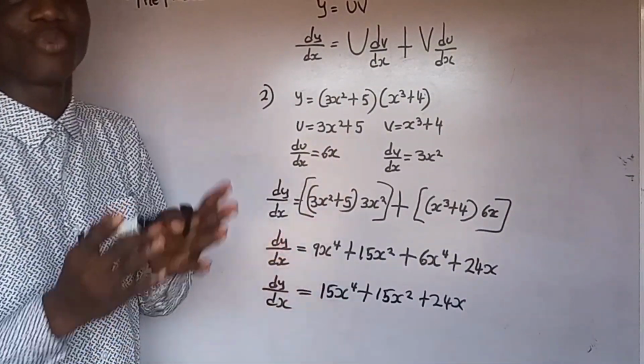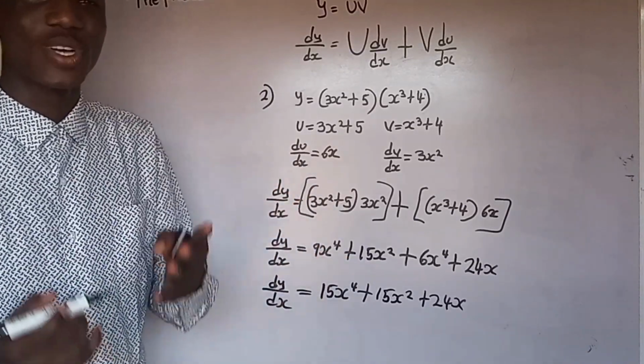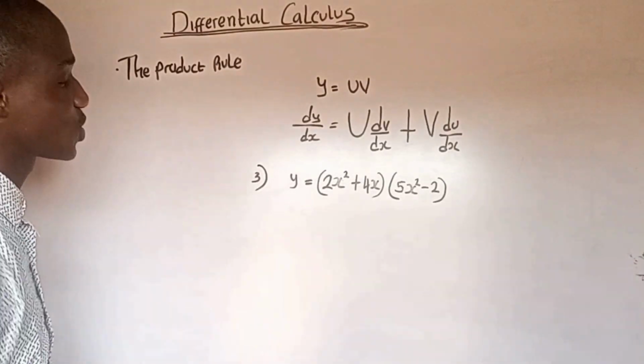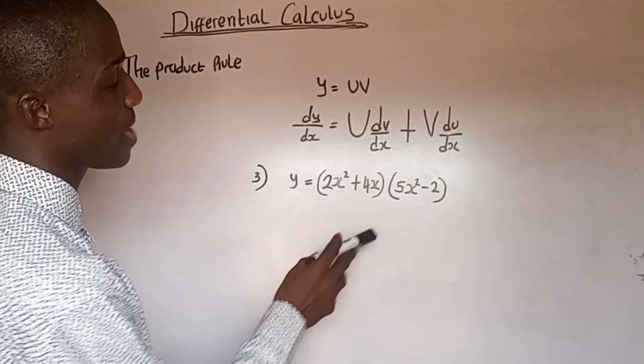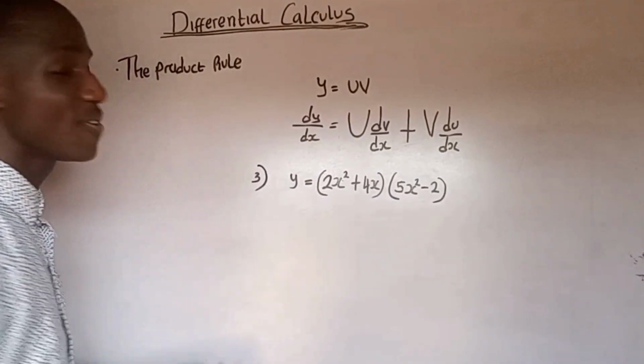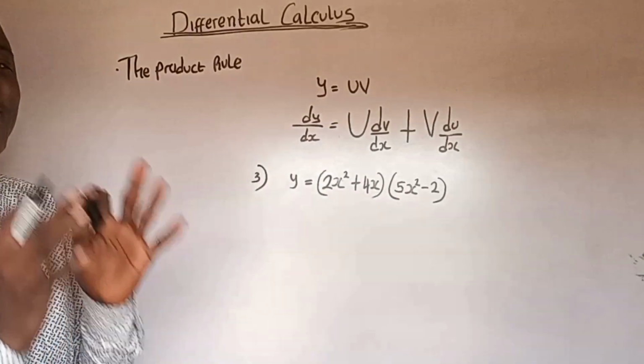Have you seen that the product rule of differentiation is very, very simple? Now let us proceed to question number 3. Question number 3, we have y equals 2x squared plus 4x multiplied by 5x squared minus 2. Now don't forget our step.